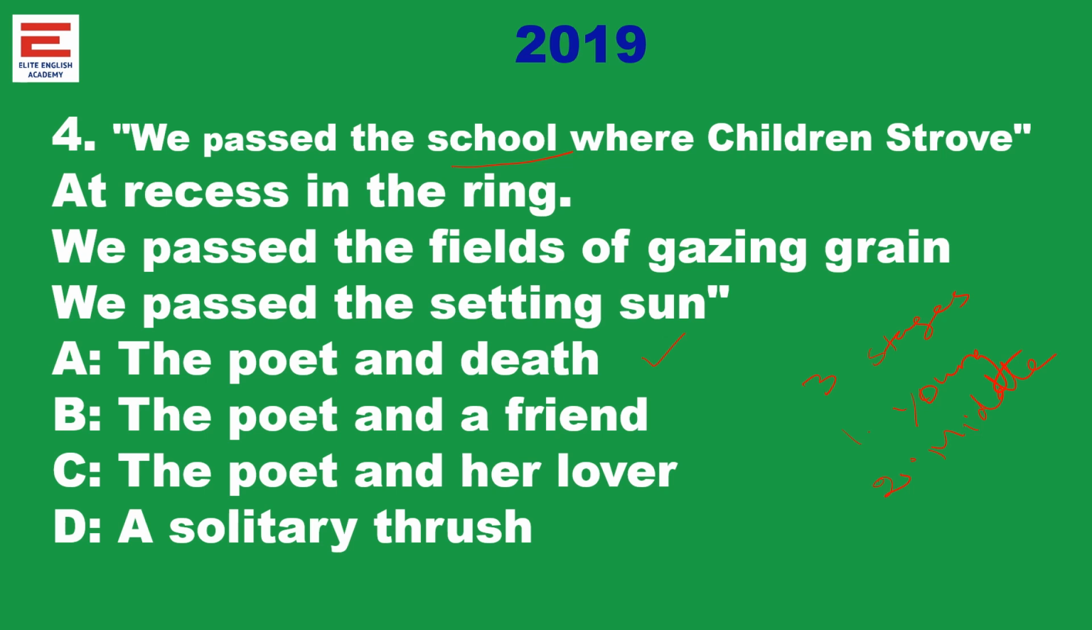So this is the age in which people work hard for making their livelihood. Here, when they cross the field, there are people who are working, and they are looking at us. According to this poem, death, the narrator is taken in a chariot to the graveyard, right? The third one, so we pass the setting sun. Sun refers to evening, so it is death, right?